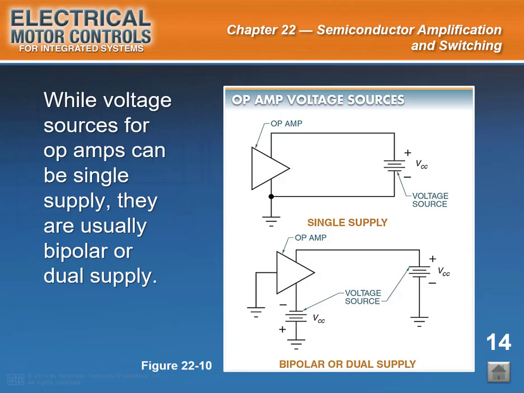The voltage source for op-amps can be single supply. However, they are usually bipolar, also known as a dual supply.